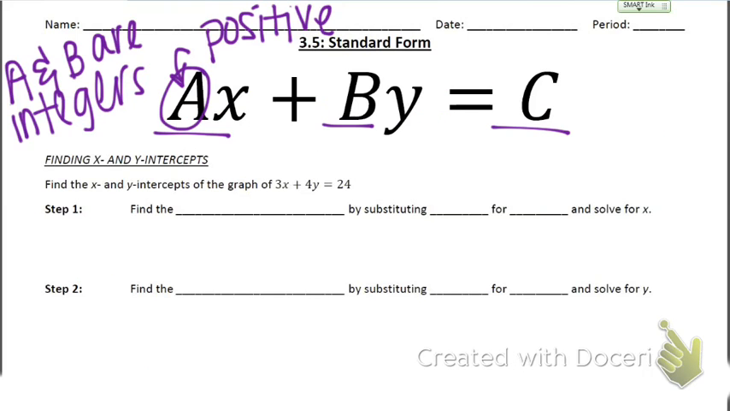So using that definition, anytime you see a line or the equation of a line in this form, you're going to graph it using x and y intercepts. So we're going to do an example. 3x plus 4y equals 24, so that's going to be the example that we're using. Let me do a different color. So we want to find the x and the y intercepts of this. So the first thing we're going to do is find the x-intercept.